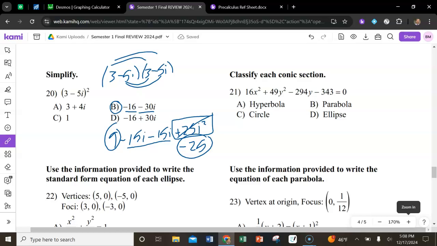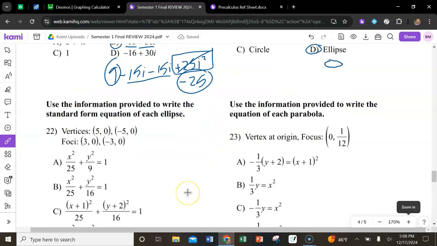On 21, we're just going to just graph this and tell me what it looks like. Hopefully you know what those things look like. An ellipse is the correct answer. That's like an oval shape. So if you graph that, you should see something that looks like that, or vertical like that, right? It's still an oval shape, but that is an ellipse. I would just plug that in and tell me what that looks like.